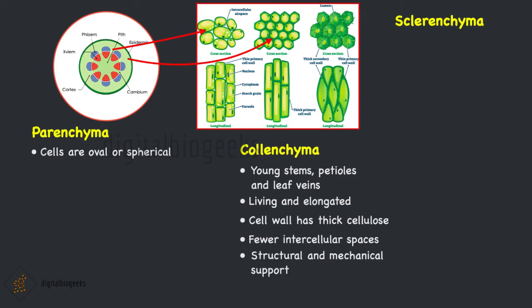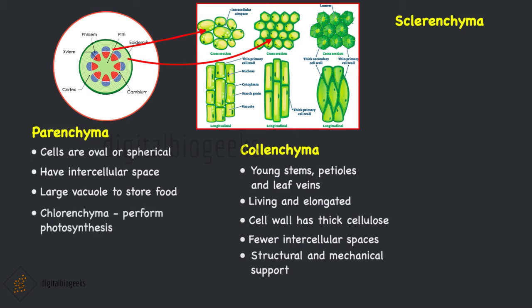You can see here these cells are spherical or oval in shape, and they are not packed tightly as in collenchyma. They have intercellular spaces. Here you can see clearly there are intercellular spaces between the cells, and parenchyma generally stores food. As a result, they have large vacuoles to store food. It contains chlorophyll and performs photosynthesis. When photosynthesis is carried out by parenchyma cells, they are called chlorenchyma.